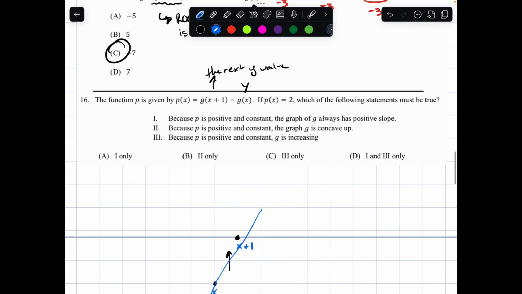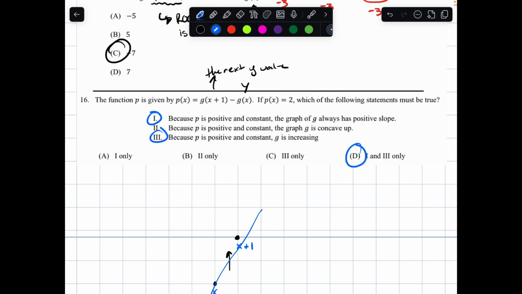So what shape does this make? It's a linear line. It's kind of difficult to conceptualize because we haven't done too much work with this, and this will come later on. So the graph always has a positive slope. It's always going up. We know that essentially the rate of change is 2. And then because it's positive, we know it's increasing. So the answer is D.